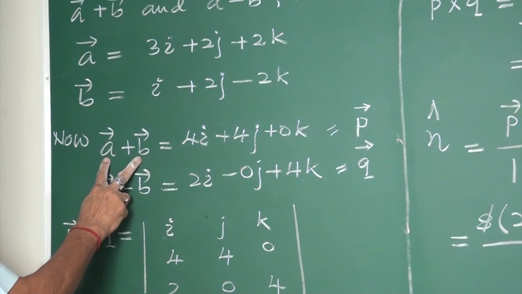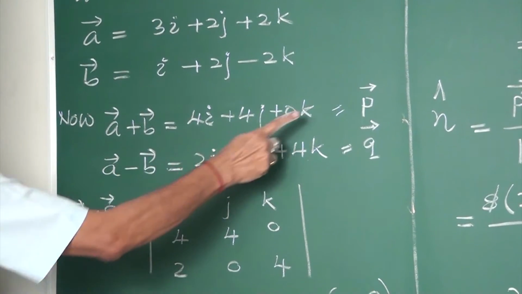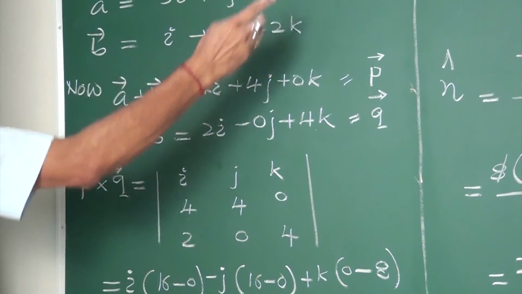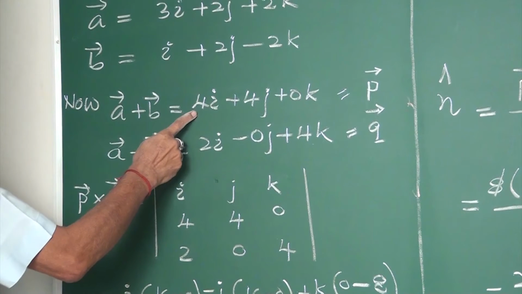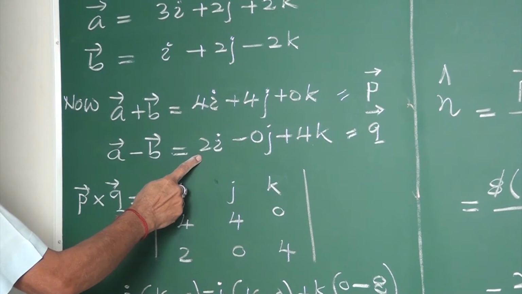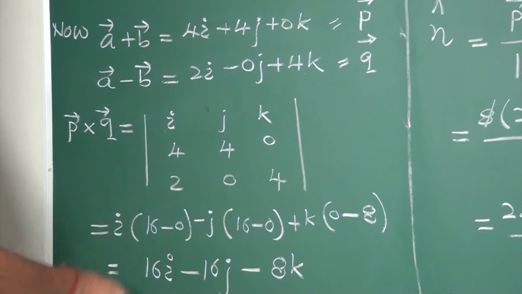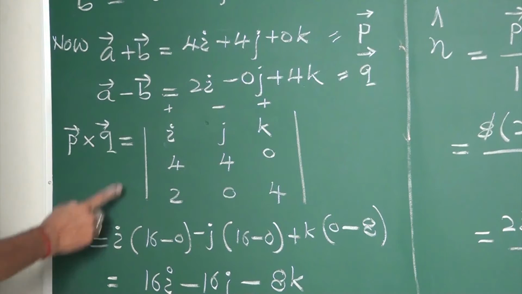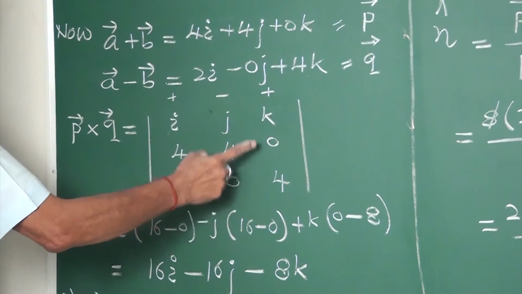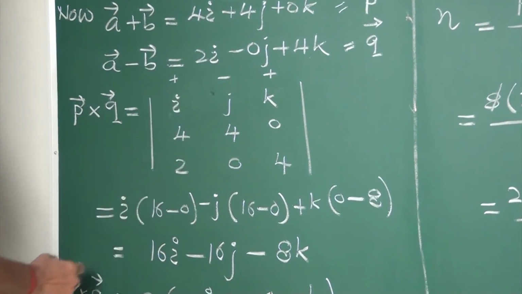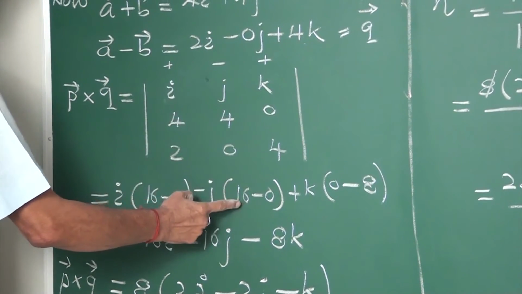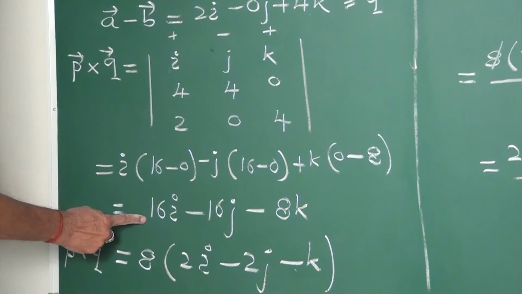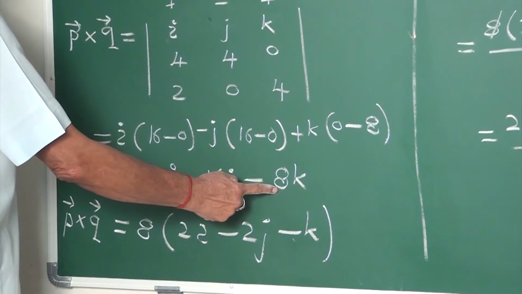Now a plus b cross a minus b, in a simple way, is p cross q. I have explained that. i, j, k, scalar components of p, scalar components of q. Evaluation of the determinant: it is plus, minus, plus. i into, this cancels with this, 16 minus 0, minus j into 16 minus 0, plus k into 0 minus 8. So it is 16i minus 16j minus 8k.